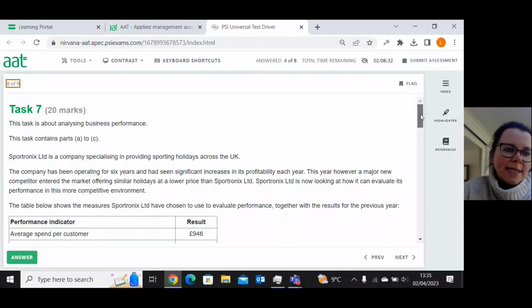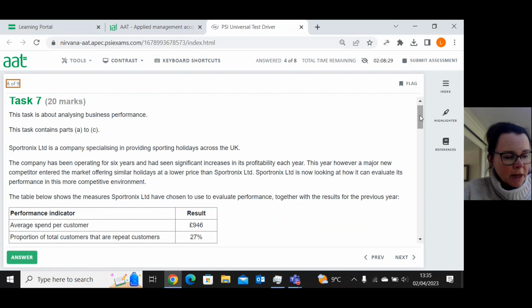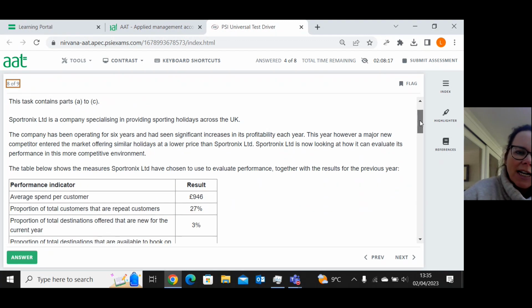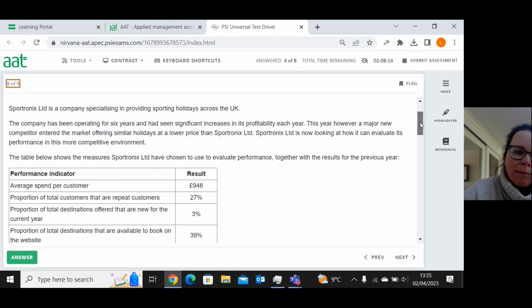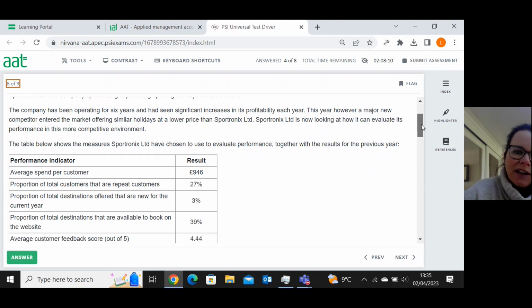Right, task 7, a 20 marker, which will include 12 or 14 marks worth of writing, and it's on analysing business performance, key performance indicators. So, Sportronics Limited is a company specialising in providing sporting holidays across the UK. It has been operating for 6 years and had seen significant increases in profitability each year. This year, however, a major new competitor entered the market, offering similar holidays at a lower price. Sportronics Limited is now looking at how it can evaluate its performance in this more competitive environment.